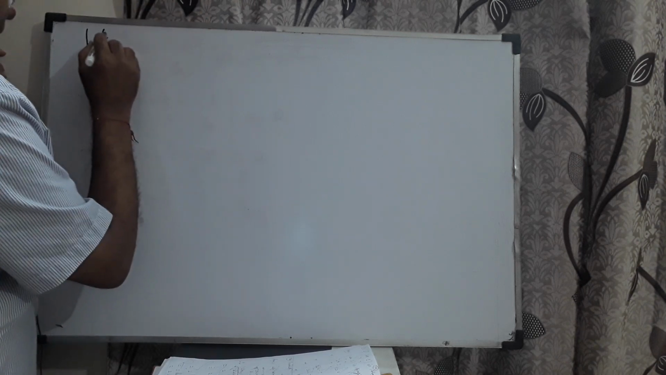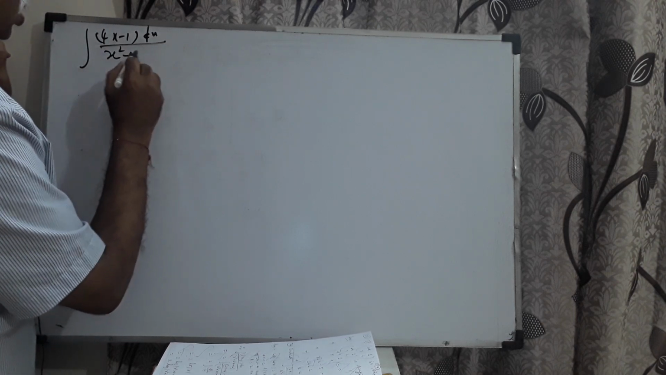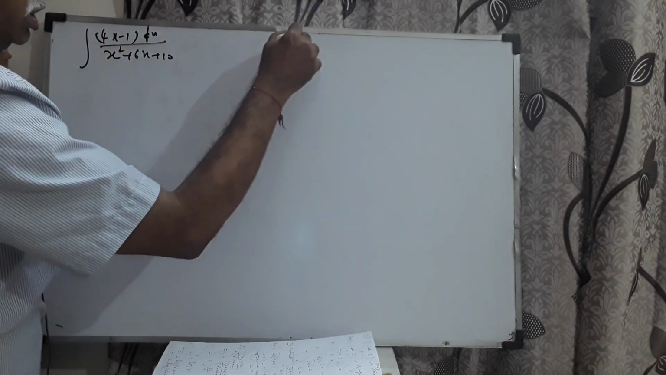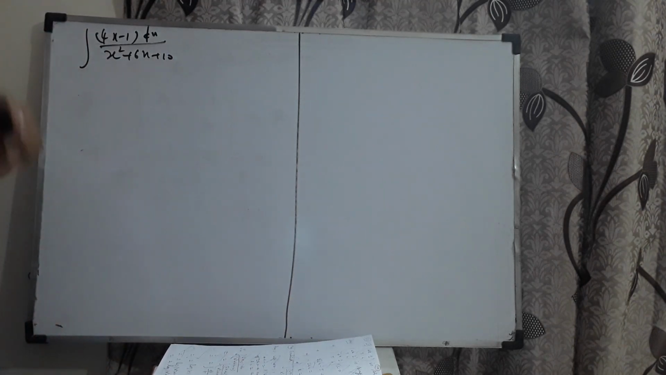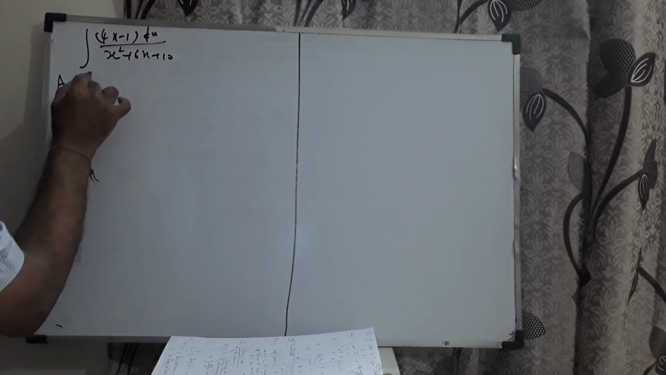Okay, the next question goes like this. Evaluate the integral of (4x minus 1) dx divided by (x square plus 6x plus 10). Actually, the application here is, whenever you have an integral of the form integral (px plus q) dx by (ax square plus bx plus c), write the numerator as capital A into d by dx of the quantity in the denominator plus capital B. Now compare the coefficients of x and the constant term and get the values of A and B. After you get the values of A and B, you will proceed with the integration. Therefore, let me go with the application now.